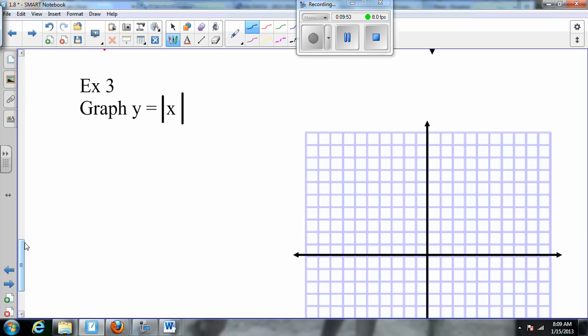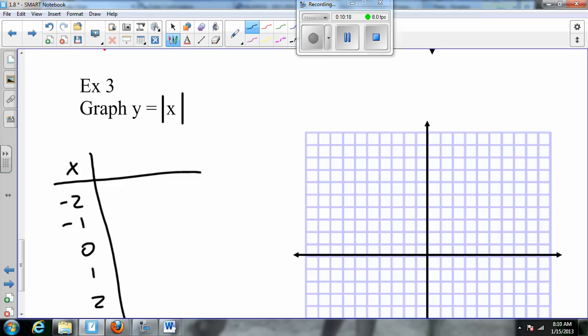Alright, now we come to y equals the absolute value of x. We're going to start this one by making a table. So you're plugging in -2 to the absolute value. It becomes 2, 1, 0, 1, 2. So it turns into a V shape.